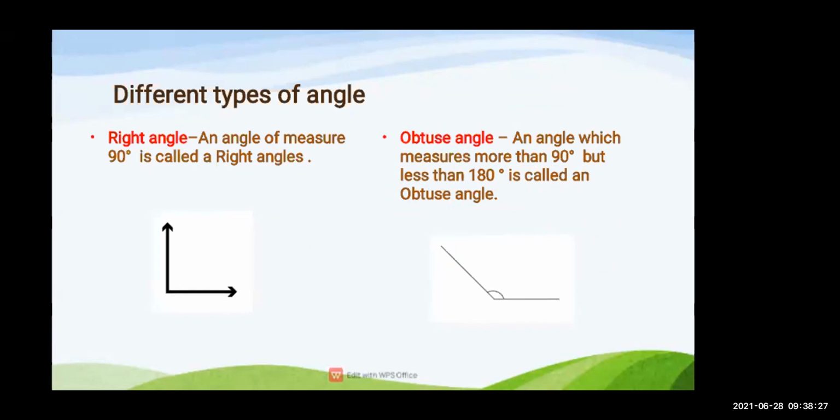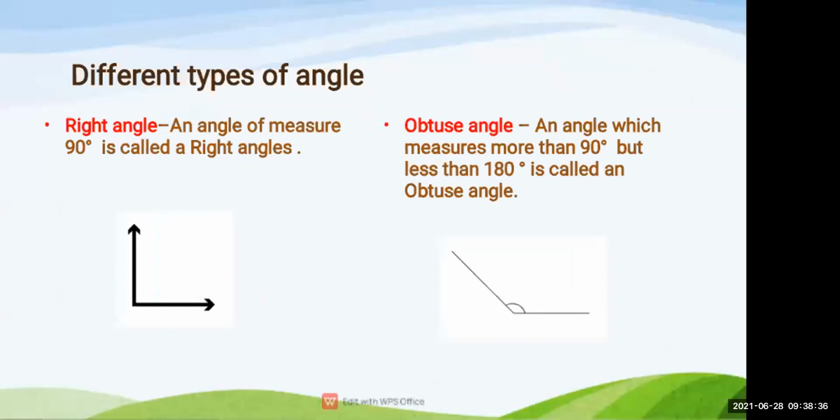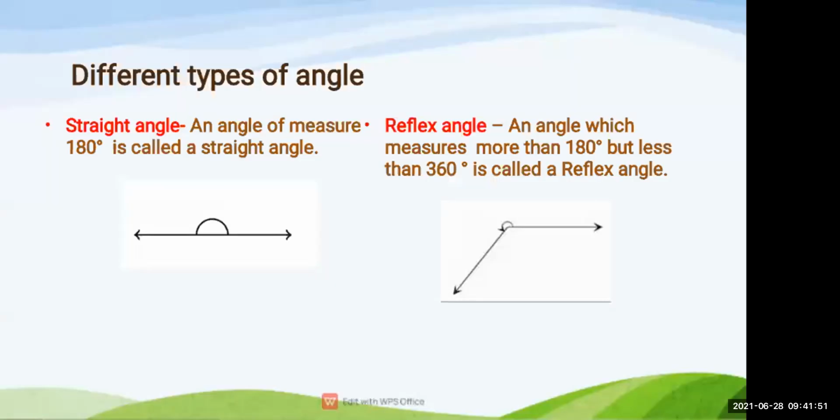Now four angles we have learned: zero angle, acute angle, right angle and obtuse angle. So till here if anybody has a doubt, they can clear it. Okay. Now the other type is straight angle.